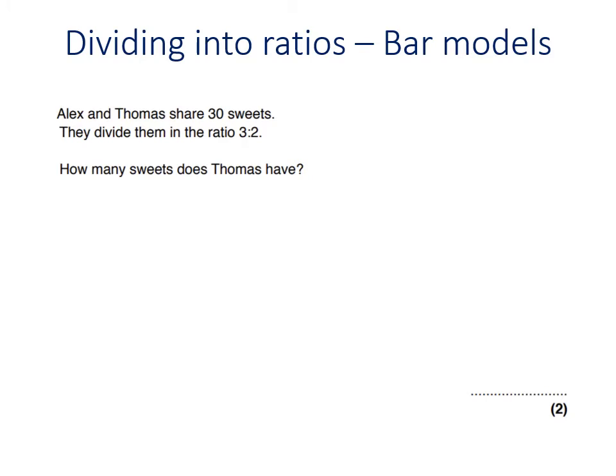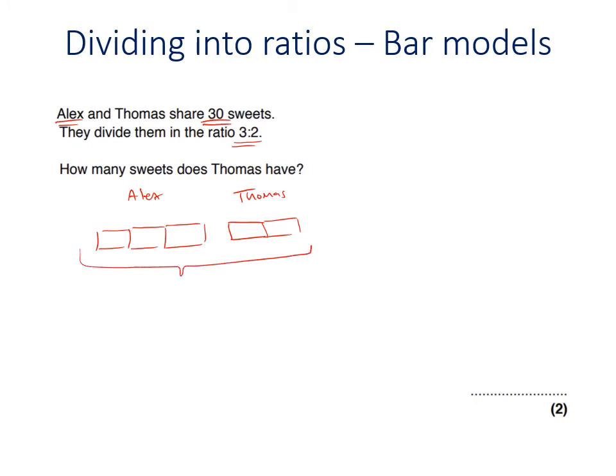So Alex and Thomas share 30 sweets and they divide them in the ratio of 3 to 2. So how many sweets does Thomas have? So I'm going to draw the bar diagram first. So we've got a ratio of 3 to 2. So I'm going to draw 3 boxes for our first person, who's Alex. And we'll draw 2 boxes for our second person, which is Thomas. And then we know there's 30 sweets overall. So the total of all of these is 30. That's our bar model drawn.